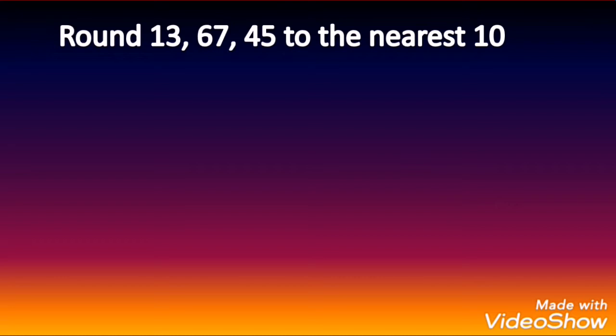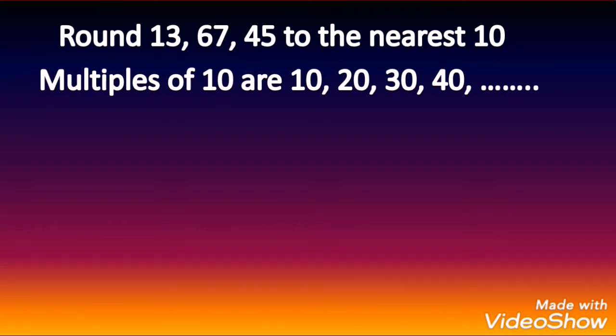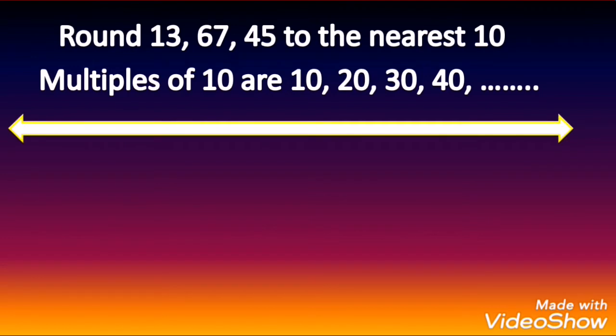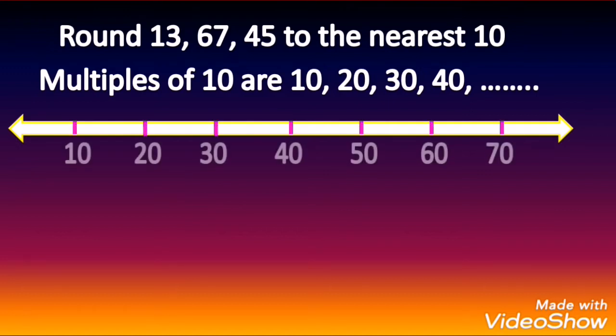Rounding is when you find a shorter or simpler number that is close to the number you start with. To round the given number to the nearest 10, we find the multiple of 10 which is closer to the given number. Now let us see the multiples of 10. The multiples of 10 are 10, 20, 30, 40, etc. Now let us represent these multiples of 10 on the number line. They are 10, 20, 30, 40, 50, 60, 70, etc.